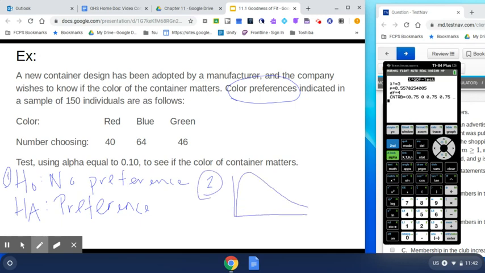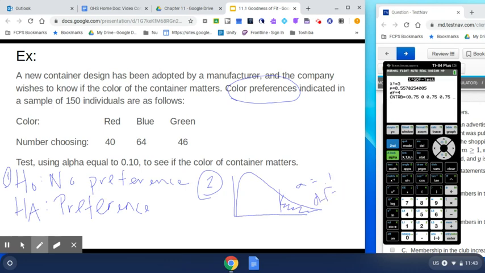Here's my chi-square distribution. We shade that right tail, again indicating that if there is a preference, the observed is going to vary from the expected a large amount. The alpha value given in the prompt was 0.1. I am going to remind you guys that if the alpha value is not given, 0.05 is the most commonly used alpha. Okay, but our alpha value for this example is 0.1.